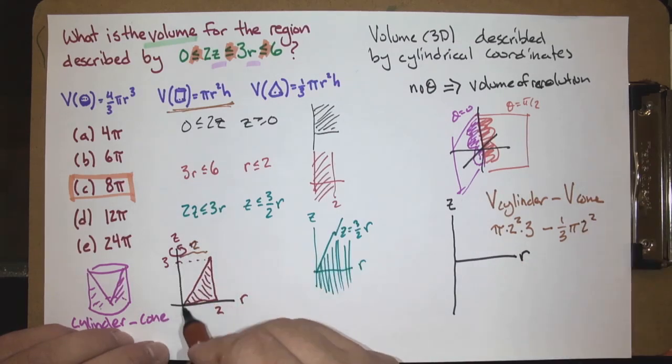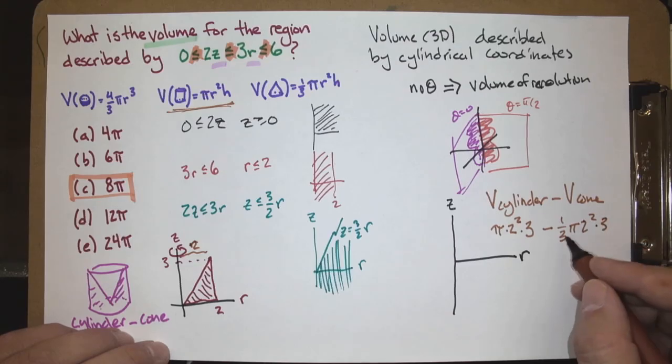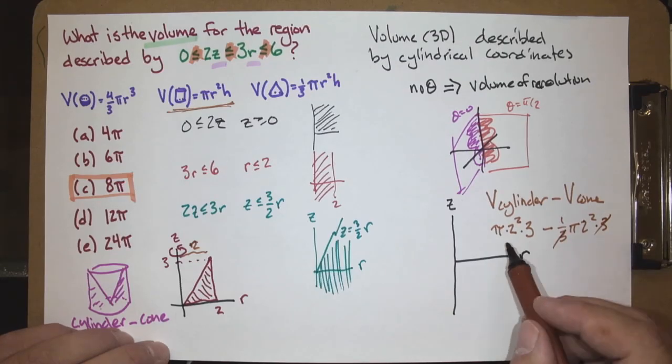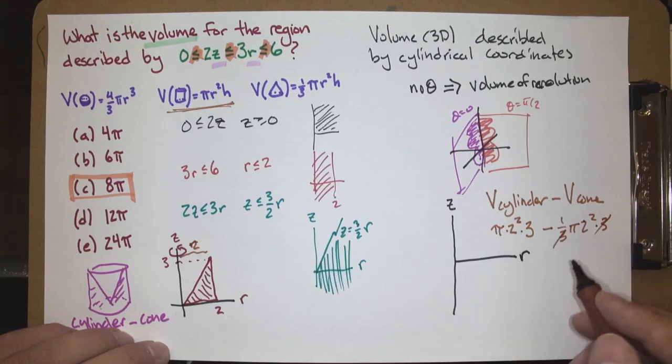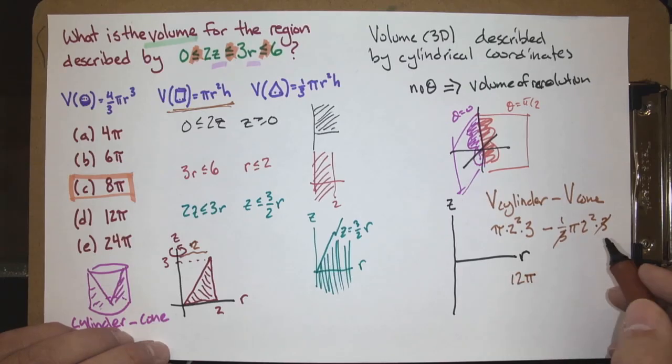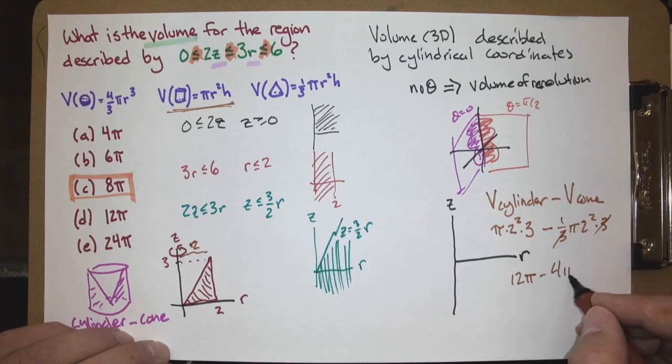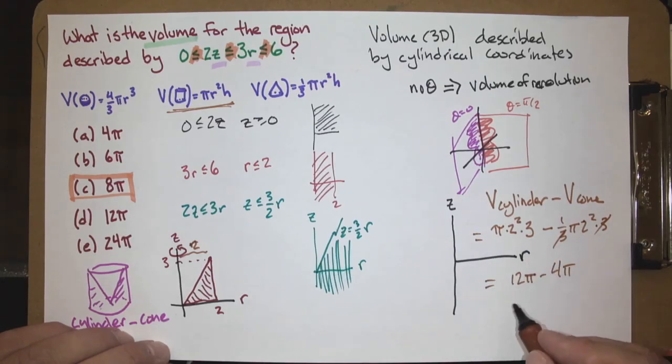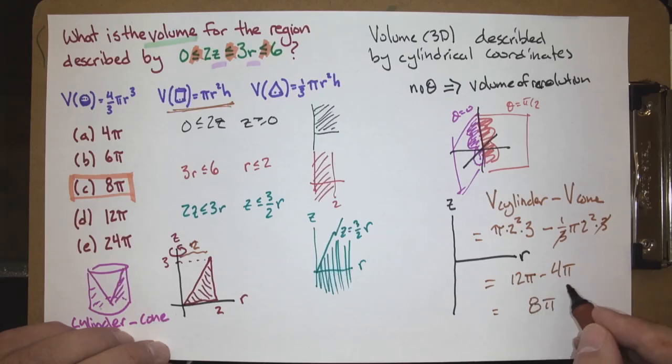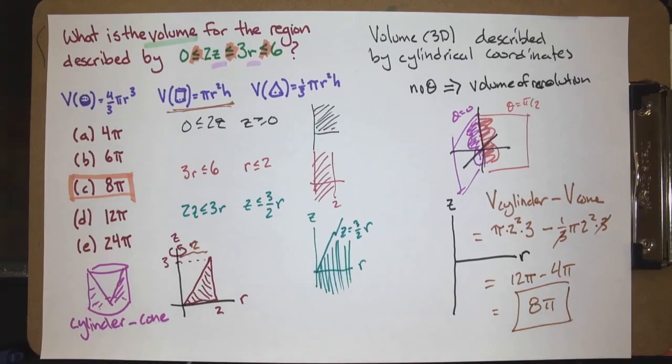What's the height? 3. Now here we can get the 3's to cancel. Pi times 4 times 3 makes 12 pi. Pi times 4 is 4 pi, which gives us 8 pi. All right. There you go. Any questions? A nice warm-up problem.